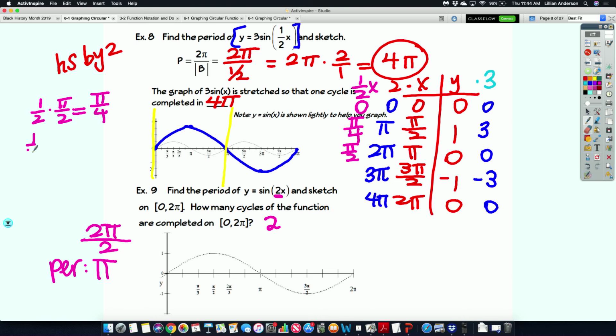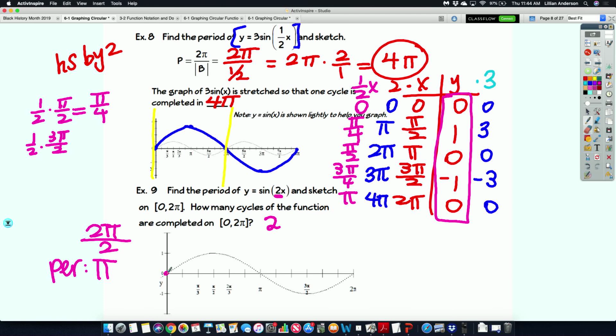What is 1/2 times 3 pi over 2? 3 pi over 4. So I'm just multiplying straight across. And what's 2 pi times 1/2? Just the pi. Okay? Did I vertically stretch it at all? No. So all the original y's stay the same.